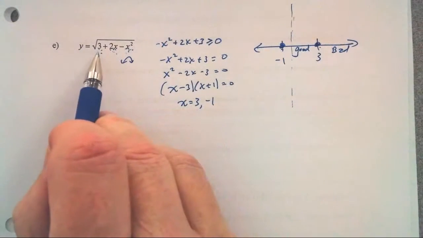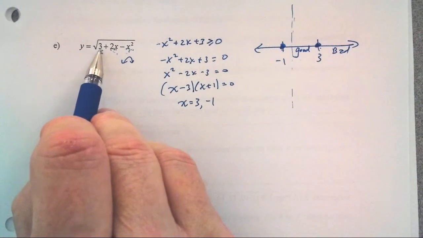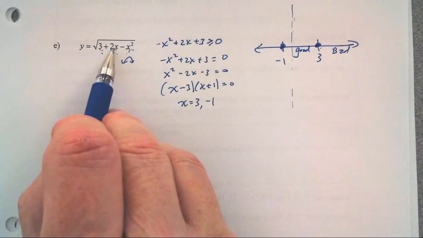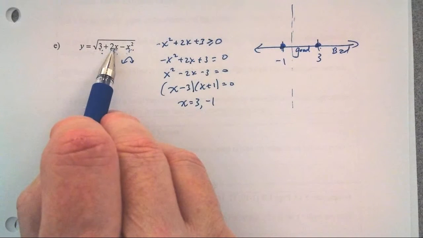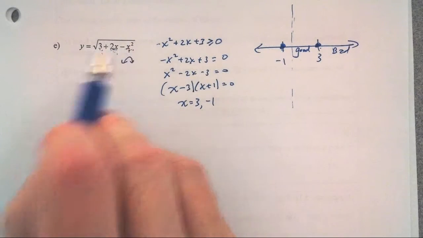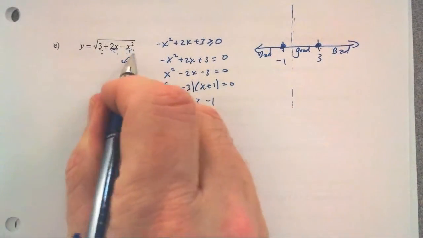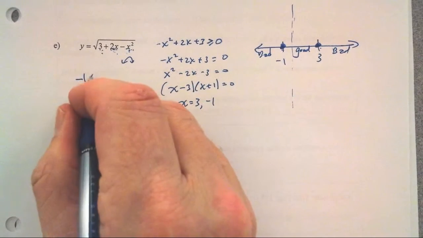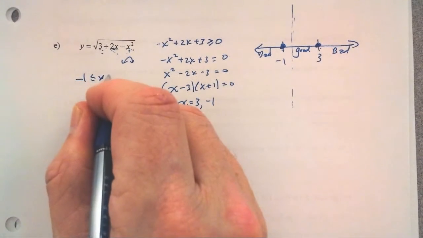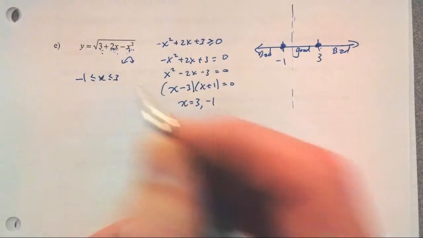And if I put in negative 2, I suspect that's a bad zone. 3 plus 2 times negative 2, that's 3 minus 4, negative 1, minus 4. Yep, it's negative. This is a bad zone. Therefore, the implied domain is negative 1 is less than or equal to x is less than or equal to 3. Why is that important?